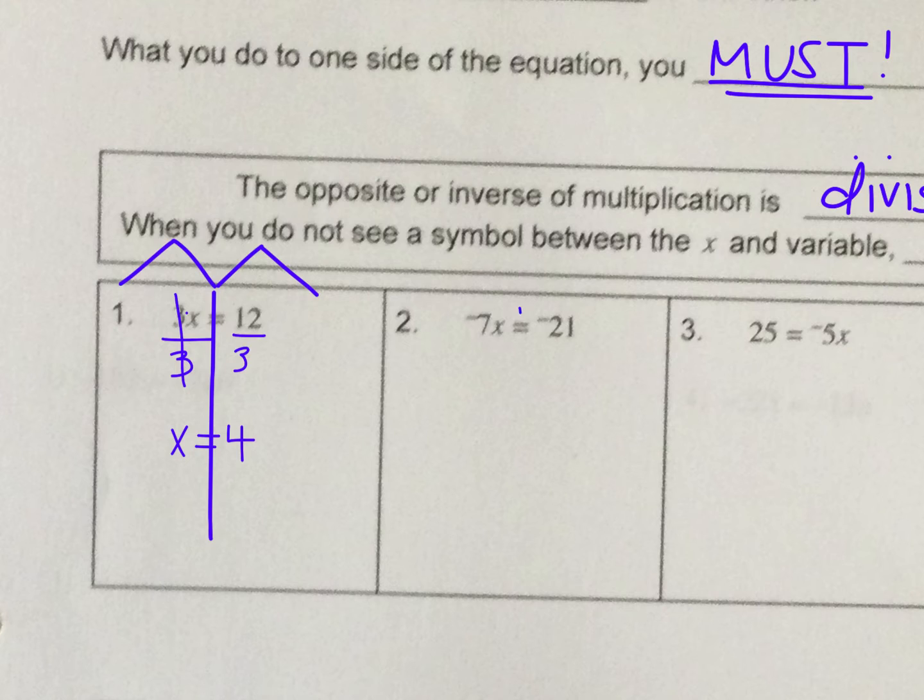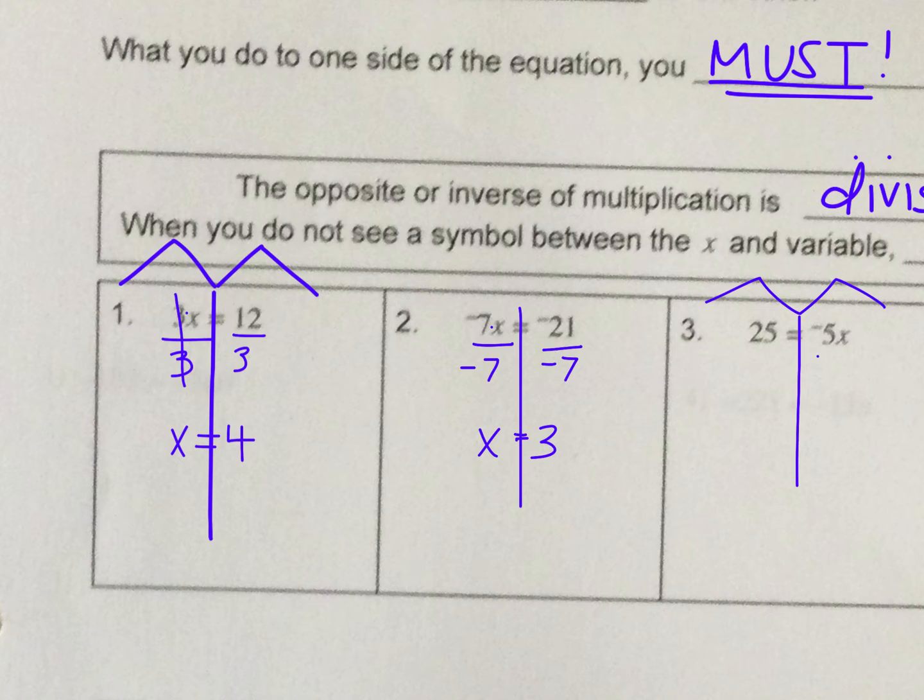Let's look at number 2. So this -7 is who needs to leave because he's with the x. I don't see anything there, but I know they're being multiplied. So I'm going to divide by -7. You need to type it in your calculator to be -21. It'll look like -7 like that in your calculator. -21 divided by -7 gives me a +3.